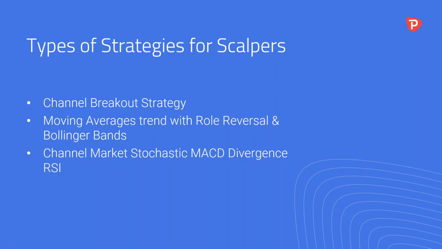What types of strategies? We talked about this a few weeks ago. We said that we had channel breakout strategies, moving average trends with role reversal, and possibly even Bollinger Bands. And then, of course, we have channeling markets, and that's where the stochastics and the MACDs and the RSIs come in. So many people love MACD. They love MACD divergence. And, of course, they love stochastic and RSI. I mean, Ty, which is your favorite indicator out of all of these?